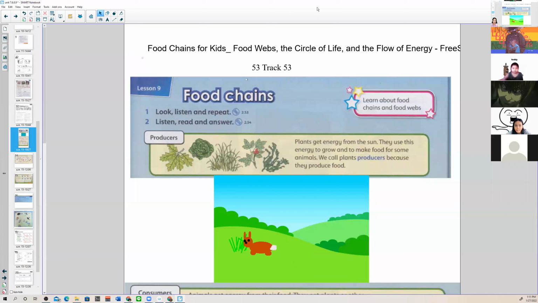So these are the food chains that I'd like to emphasize, and I like to go slow on it because it's going to be on the unit test, unit 7, which is next week. I'm not sure what day it is, but probably on Tuesday.